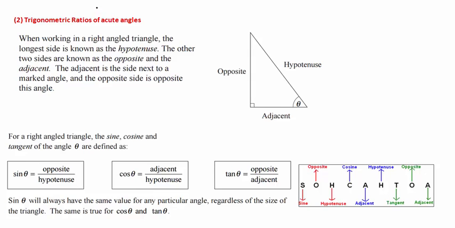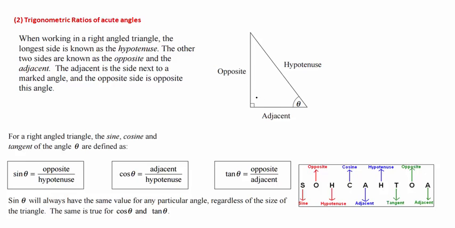Everyone, in this section we're going to look at the trigonometric ratios of acute angles, and you should remember acute means less than 90 degrees. Okay, so this is our triangle. Let's read through. When working in a right angle triangle, the longest side is known as the hypotenuse. The other two sides are known as the opposite and the adjacent. The adjacent is the side next to a marked angle, and the opposite side is opposite this angle.